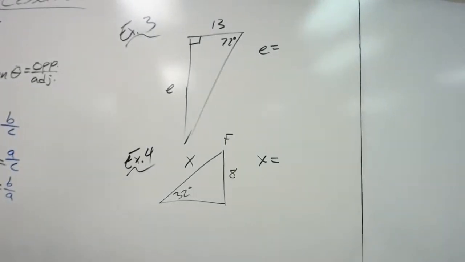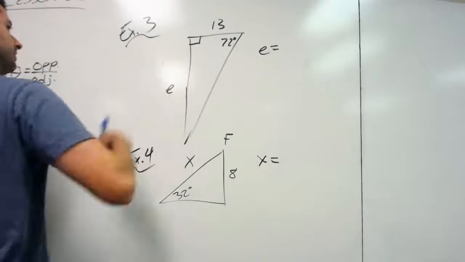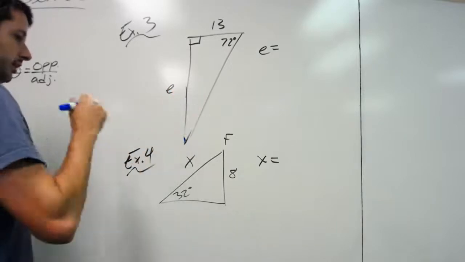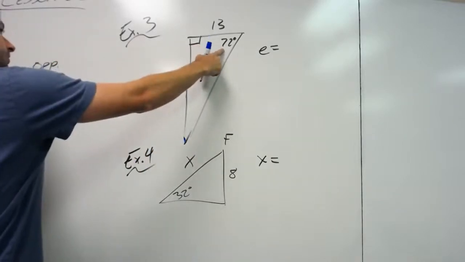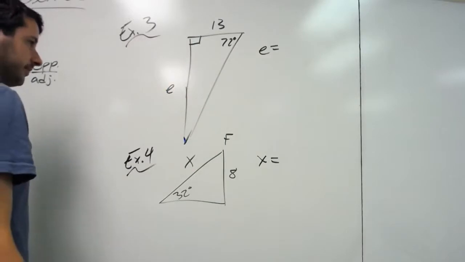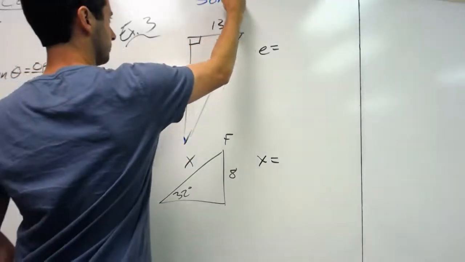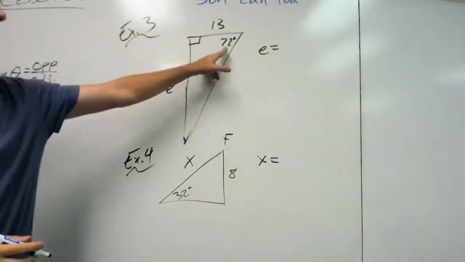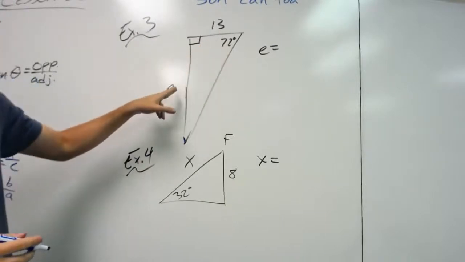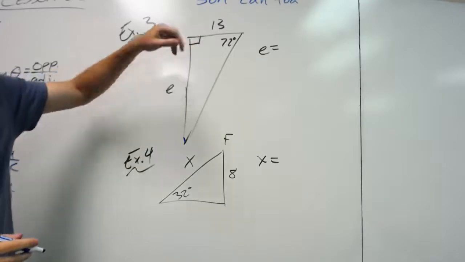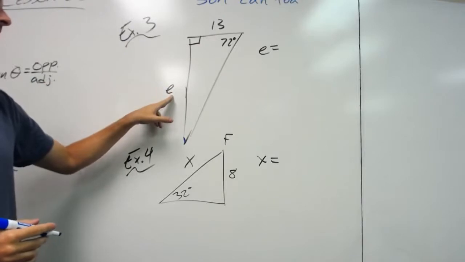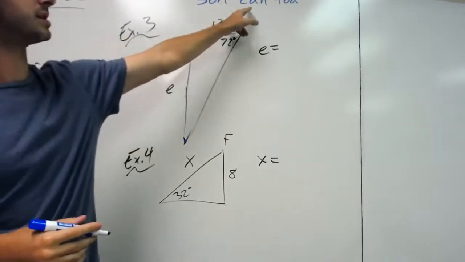Example 3 says find side E. It gives us angle 72. We actually would know the other angle by the triangle sum theorem, but we're going to ignore that. We're going to use angle 72 to try to find side E. We're going to look at our acronym SOHCAHTOA, and see in relation to angle 72, what is the E and what is the 13? Well, in relation to angle 72, E is our opposite. So we know that we're going to have to use one of these that uses opposite.